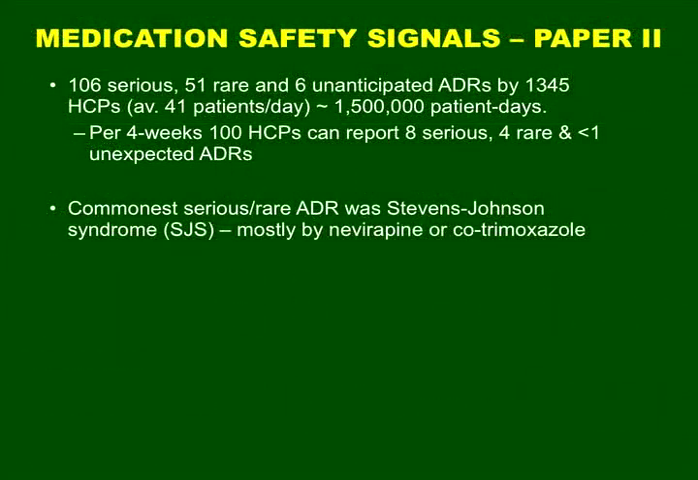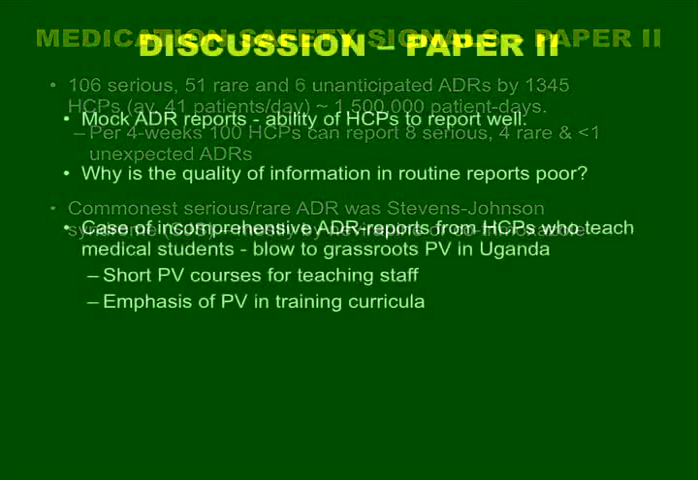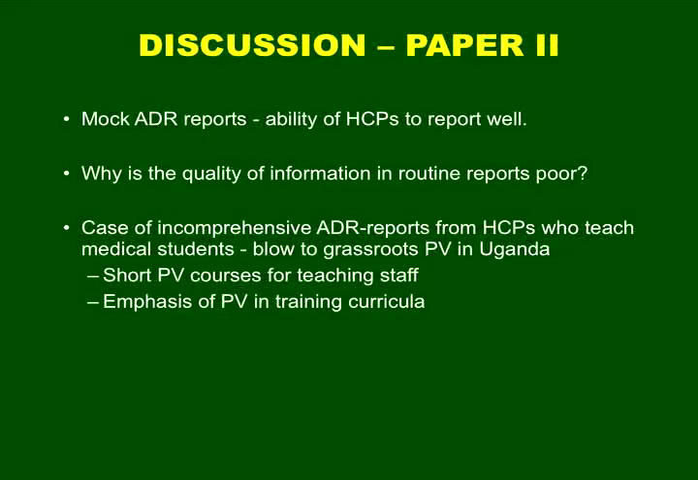We also identified serious, rare, and unanticipated ADRs and an estimate of up to 1.5 patient days if every healthcare professional had seen an average of 41 patients per day. Stevens-Johnson syndrome was the most common one. We conclude here that these mock reports actually demonstrated the ability of these healthcare professionals to describe the ADRs well.